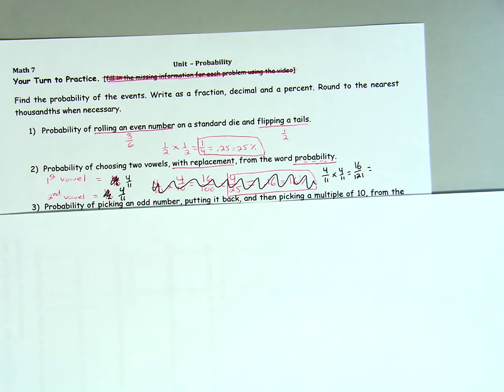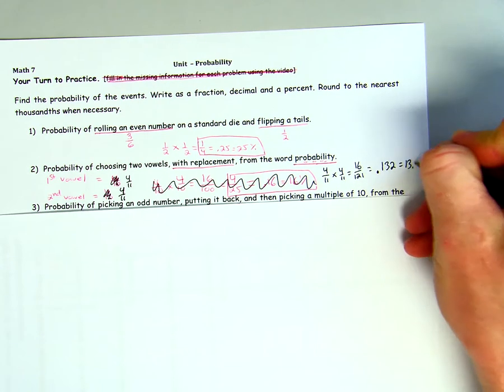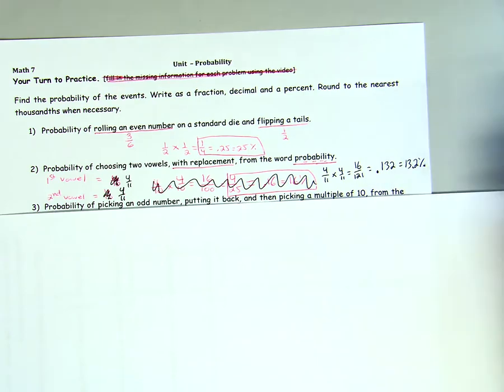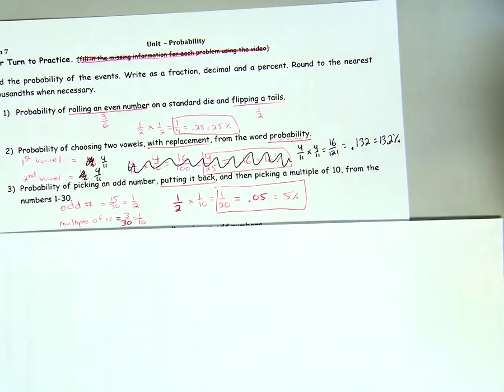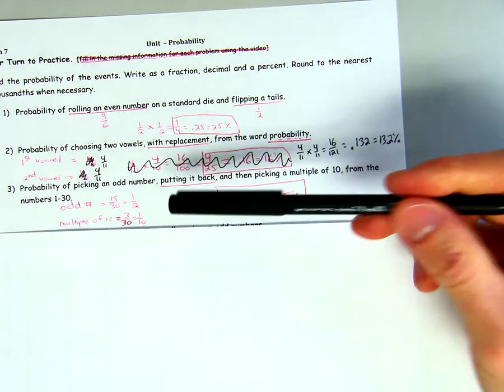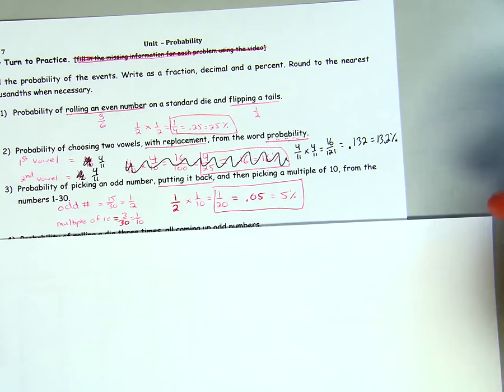Go ahead and plug that in. And I get an answer of 0.132, which is equal to 13.2%. Number three, what is the probability of picking an odd number, putting it back, and then picking a multiple of 10 from the numbers 1 through 30? So we know that there are 15 odd numbers out of 30, so that gives us a probability of half for my first one. I'm going to put the card back and then go ahead and pick a multiple of 10. I can do 10, 20, or 30, so there are three options. So it simplifies to 3 out of 30, which is 1 out of 10.